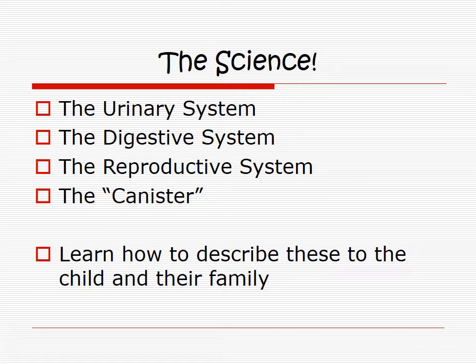The science. This is something that I typically review with a patient and their parents to help the child to fully understand all of the systems and why it is important for them to work properly together. So we review the urinary system, the digestive system, the reproductive system if needed, and the abdominal canister.